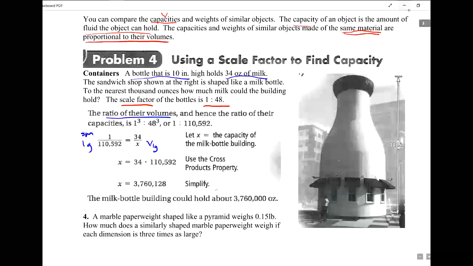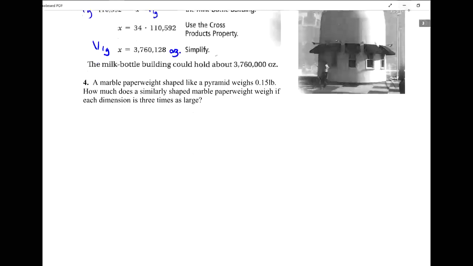So this is our volume of our large milk bottle. Our capacity of our large milk bottle is about 3.7 million ounces. That's a lot of ounces of milk. All right, so these work the same way we've been doing all the other problems. Just a little bit different wording. Go ahead and give our last problem here a try.